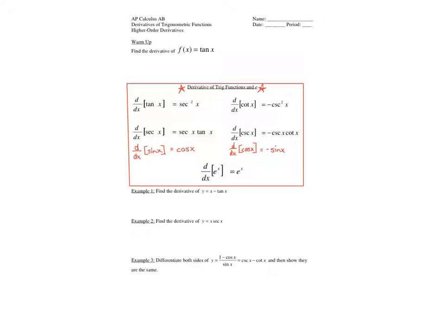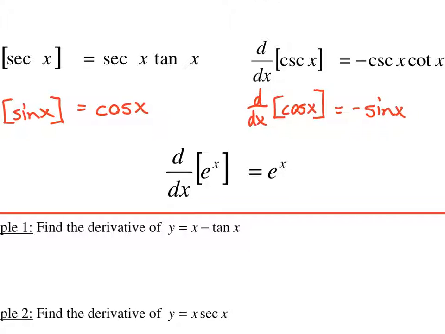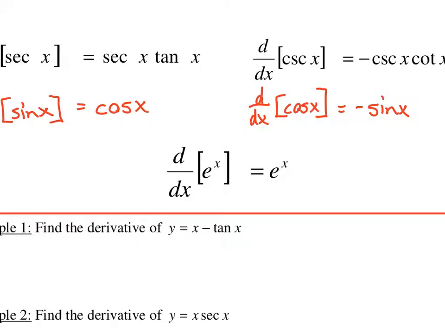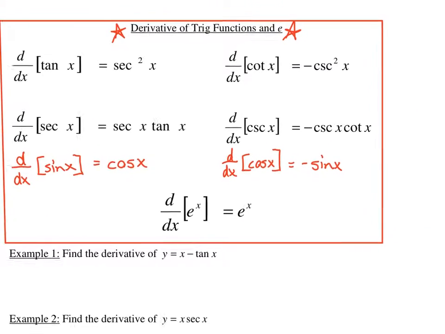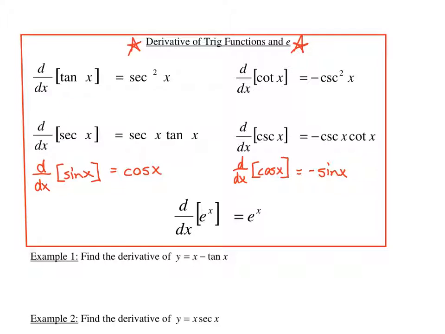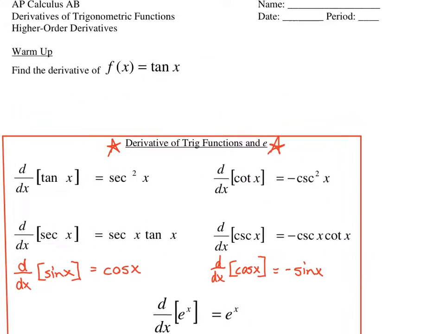We're also going to, I have here the derivative of the exponential function. This is a nice one. The derivative of e to the x is e to the x. Okay? So, here you have all of your trig functions and e. And we can see here that the derivative of tangent is secant squared. Okay? It's secant squared. So let's see how we would get this.